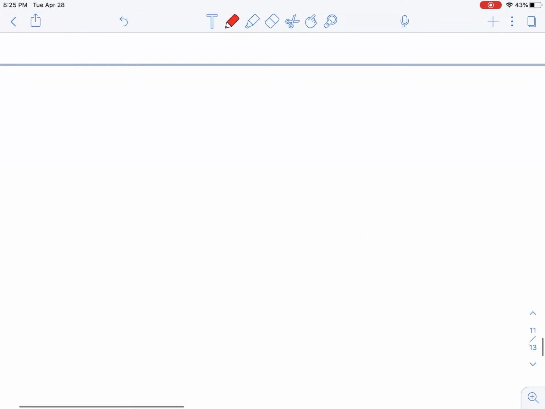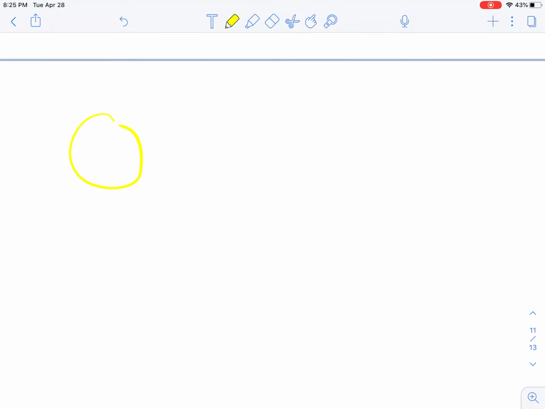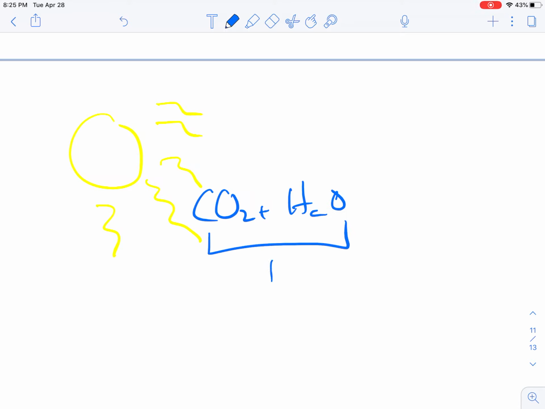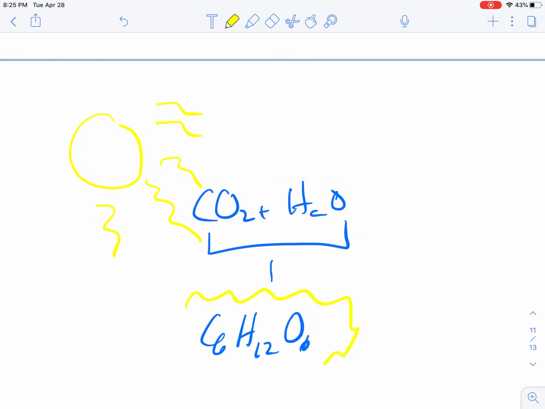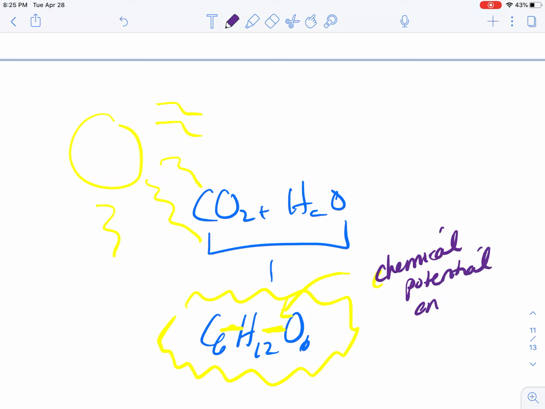Now, plants are really special, because they can take the sunlight energy, and they can use that CO2 and that water, and they can fuse it to make C6H12O6. Now, this C6H12O6 actually contains that solar energy inside of its bonds, and we say that the energy in the bonds inside this glucose is called chemical potential energy.